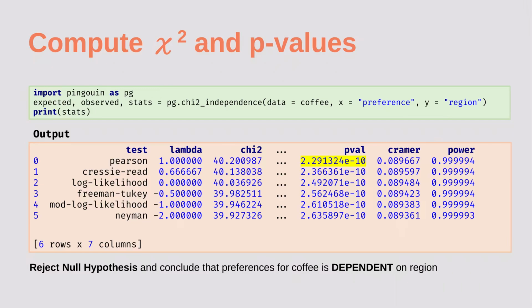Now we are using the chi-squared test of independence from the Pingouin library to explore whether there is a relationship between coffee preferences and regions in the coffee dataset. We pass the dataset as coffee and specify preference as the X and region as the Y variables for the test. The test returns a Pearson p-value of 2.29 times 10 to the power minus 10, which is smaller than our significance level of 0.05. That means that the result is statistically significant. So we reject the null hypothesis and conclude that preference for coffee is dependent on the region.